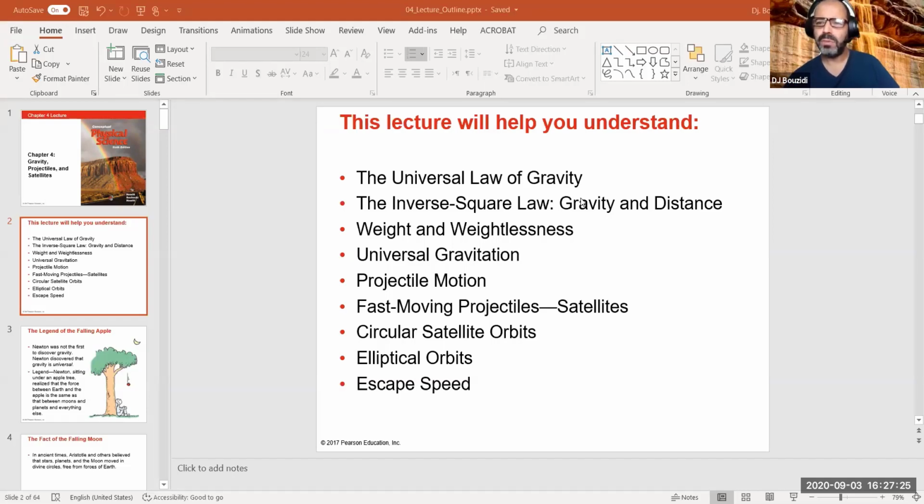So for all practical purposes, there is a velocity for the Earth. It's 11.2 kilometers per second, where if you reach that velocity, you're going to escape the pull of the Earth. And that's basically the facts for the Earth.